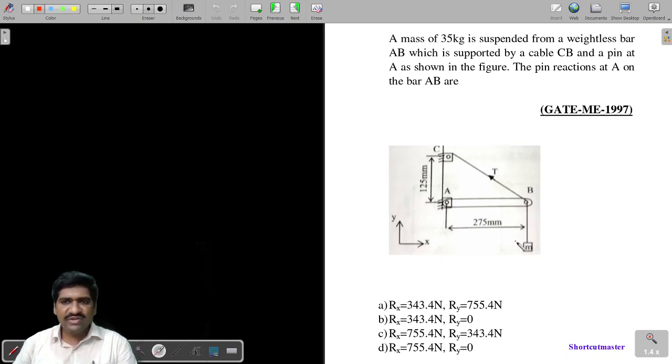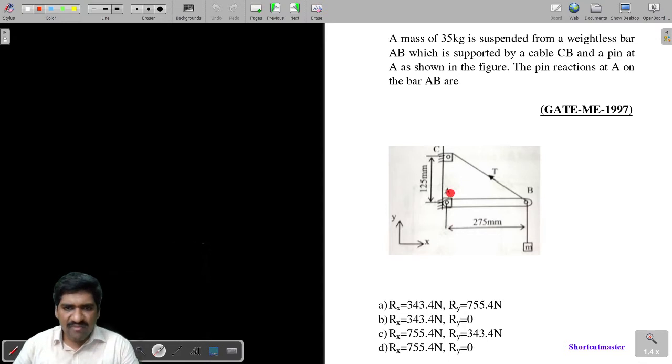This question was given in the year 1997, for 2 marks. Engineering Mechanics, GATE Mechanical paper, 1997. A mass of 35 kg is suspended from a weightless bar. This bar has no weight. AB is supported by a cable CB and a pin at A as shown in the figure. Find the pin reactions at A on the bar AB.